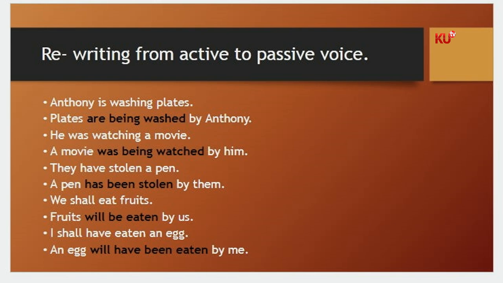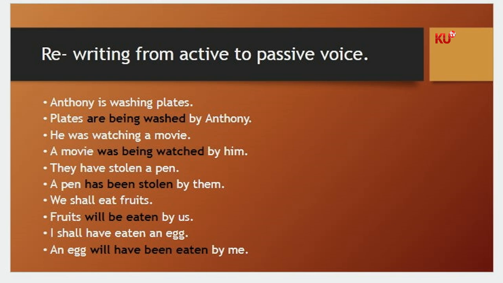That is why you can see in our sentence, they changes to them. So they have stolen a pen is present perfect tense. In present perfect tense, we use has or have. So we shall say a pen has been stolen by them.